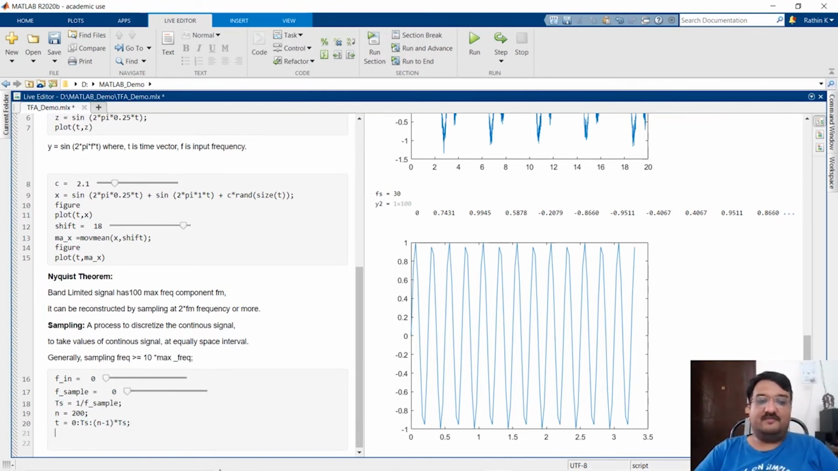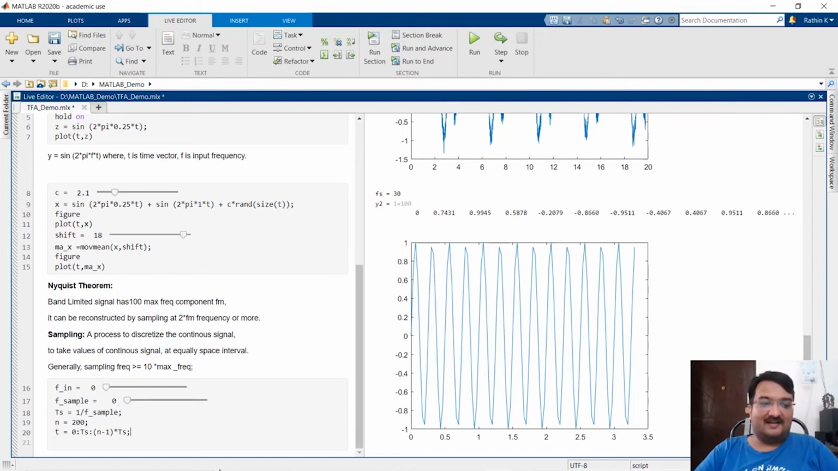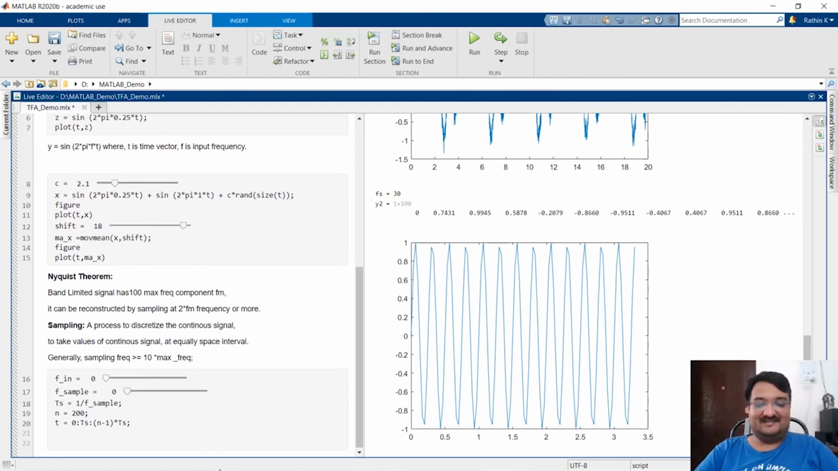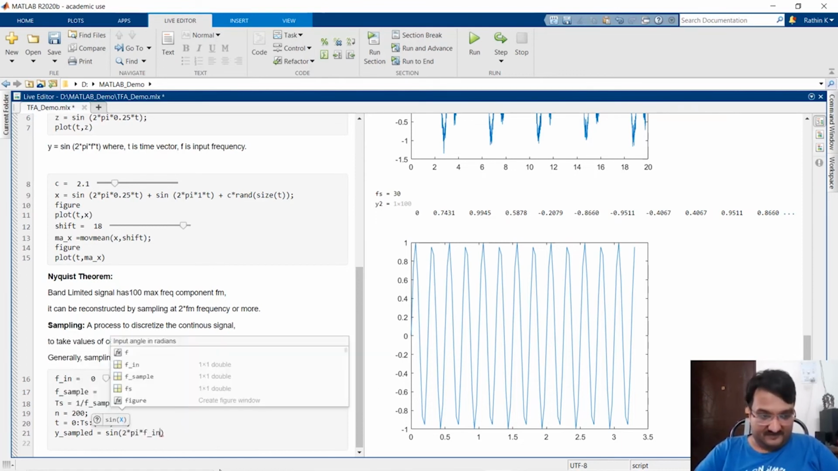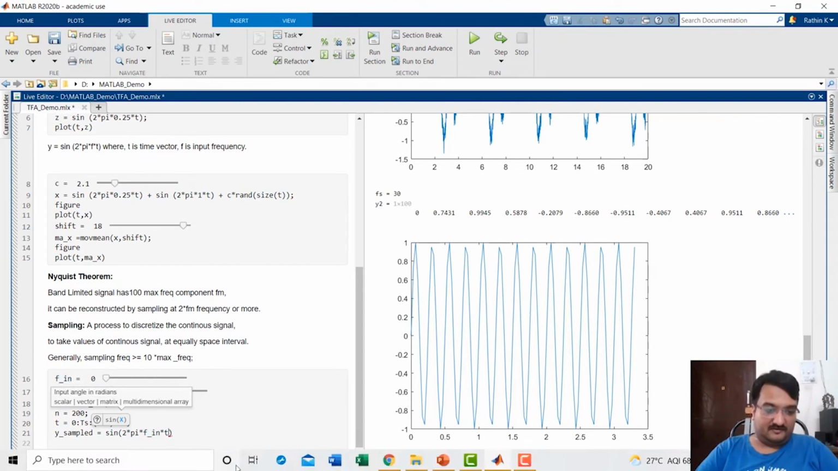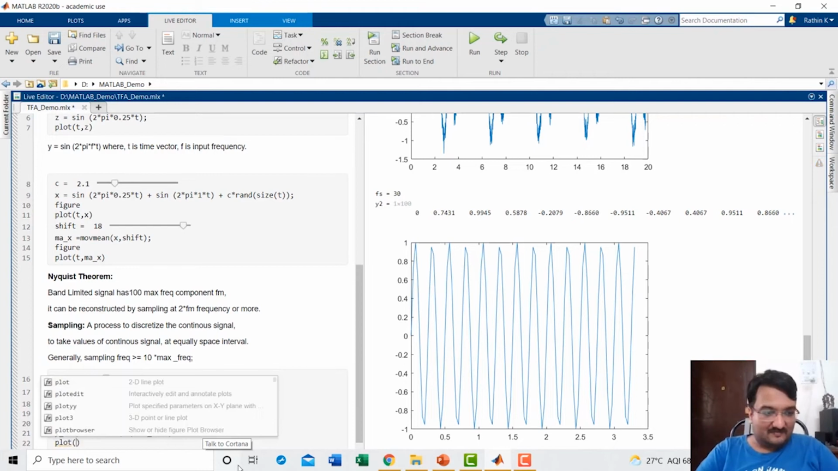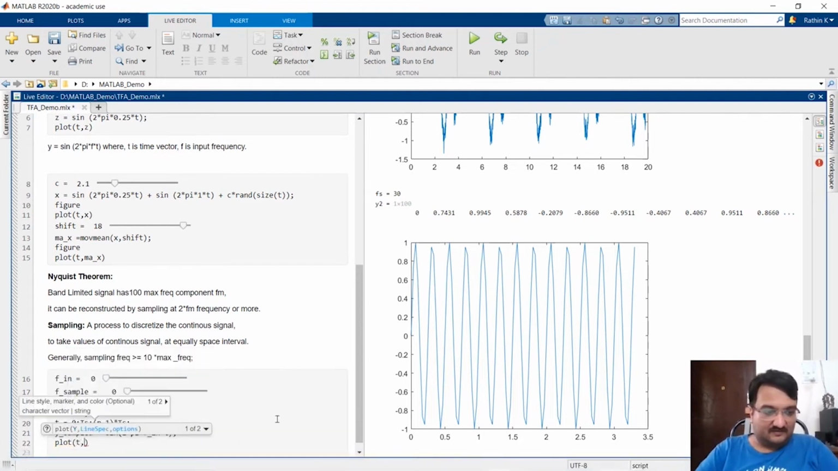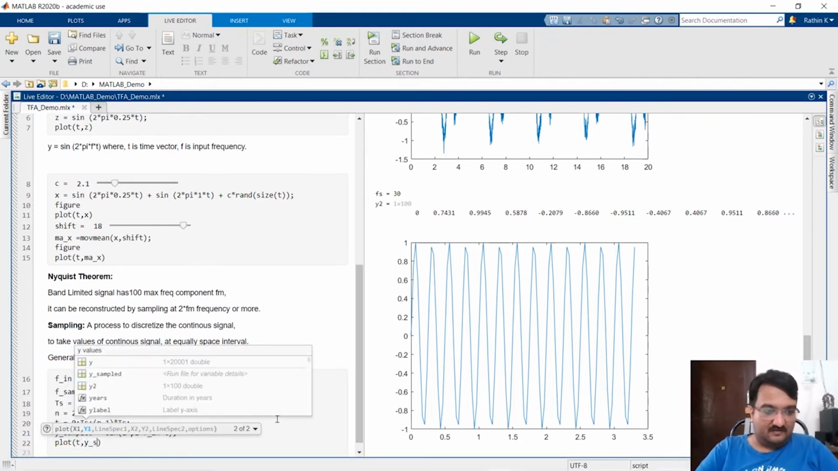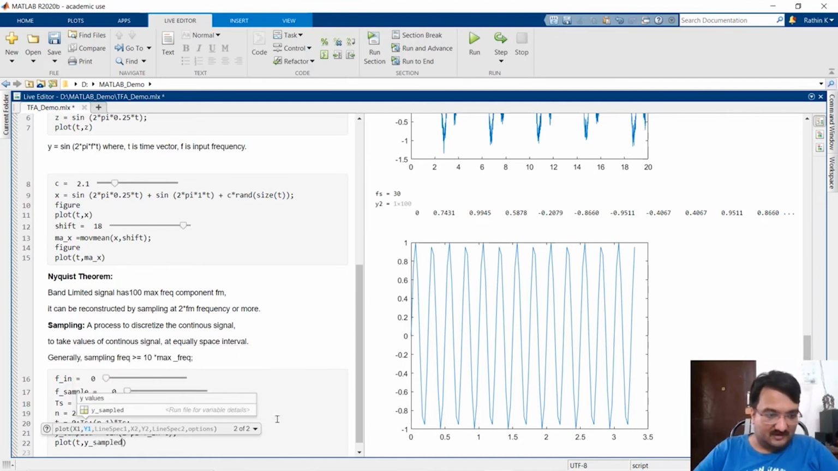It will be your sampled signal, sampled at Fs frequency. I'll just name it y sampled. y sampled is equal to sine of 2 times pi times f, the input frequency, times your time vector. And finally we would like to plot it as well, with respect to the time variable, this y sampled.